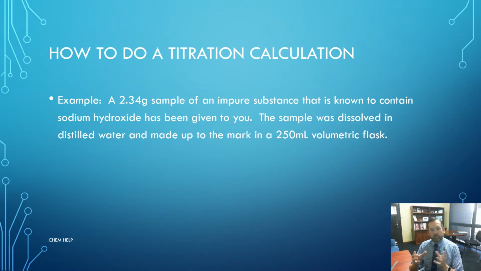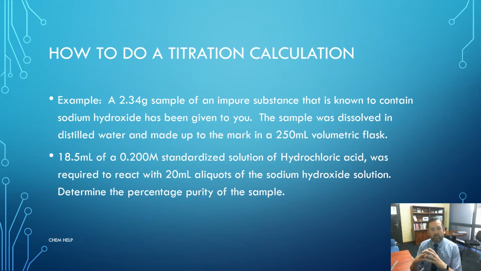We take that sample, dissolve it in distilled water, and we're hoping that the sodium hydroxide would dissociate into its ions, and we make it up to the mark in a 250 ml volumetric flask. So we know precisely the volume. That's what the volumetric flask is for. To that, we're going to titrate 18.5 mL of a 0.2 mol per litre standardised solution of hydrochloric acid. That would have been standardised against a primary standard. And we found that it was required to react with 20 ml aliquots.